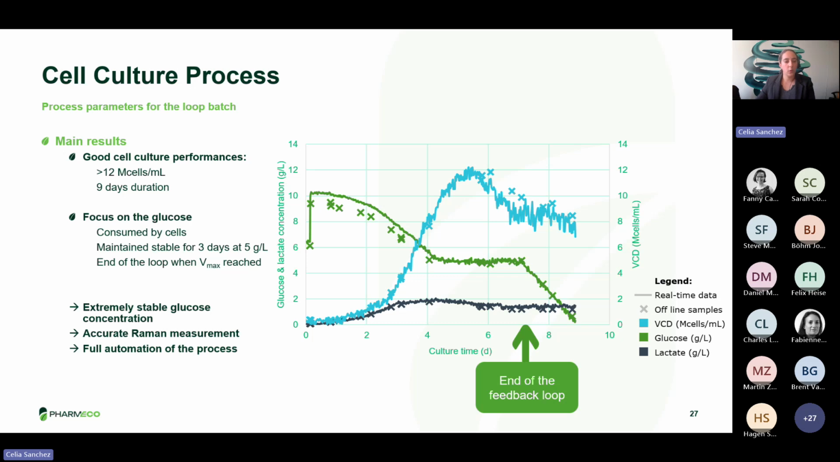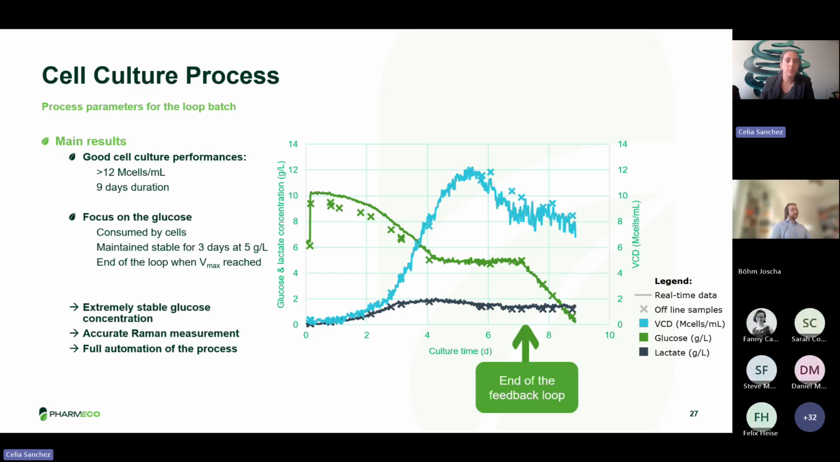So what happened in the lab? If you have a look at the graph here, we can see the evolution of the glucose concentration in green, the viable cell density in blue, and the lactate in dark blue. The line represents the value that we were measuring in real time by the Raman. And the small crosses you can see are measures that we did on some samples just to make sure how accurate were the Raman measurements.